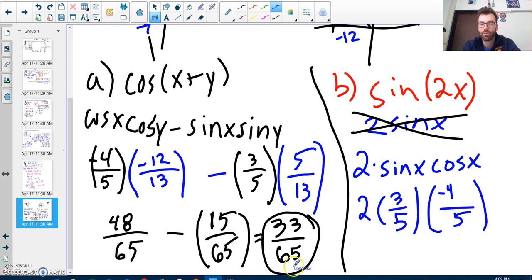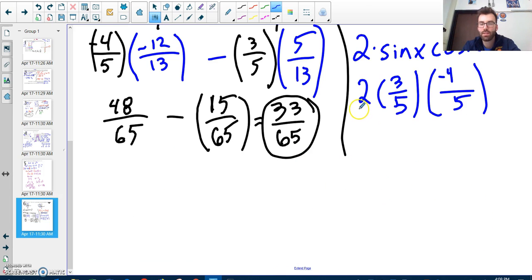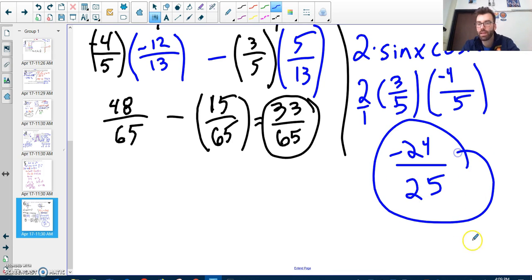Now remember, when I'm multiplying here, this is the same as 2 over 1. So I multiply across the top. 2 times 3 times negative 4. 2 times 3 is 6, times negative 4 is negative 24. 1 times 5 is 5, 5 times 5 is 25. That's my answer. Cannot simplify that. If you could have simplified it, make sure you reduce. Okay? That wraps it up. Happy studying.